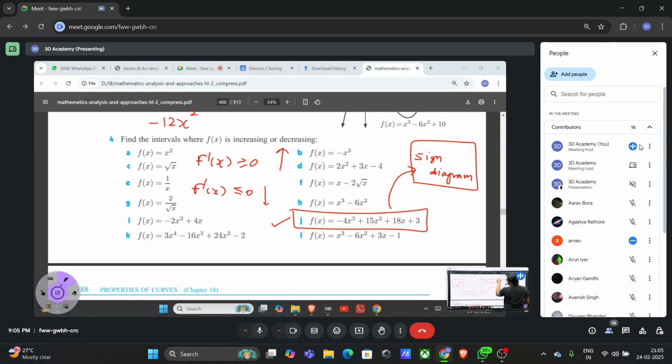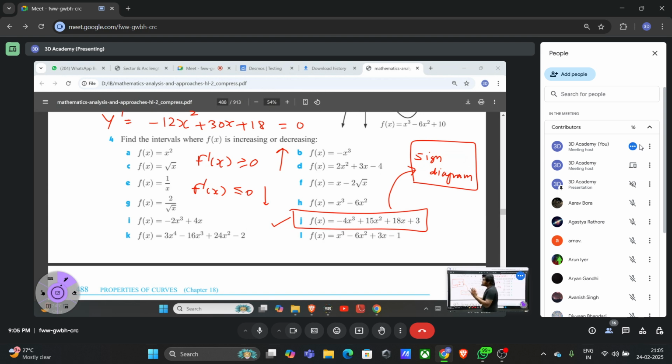Minus 12x square plus 30x plus 18. Very good. So this is my y dash, right? Now I don't even know at what point it becomes 0. So what I do? I equate it with 0 and find the values of x.